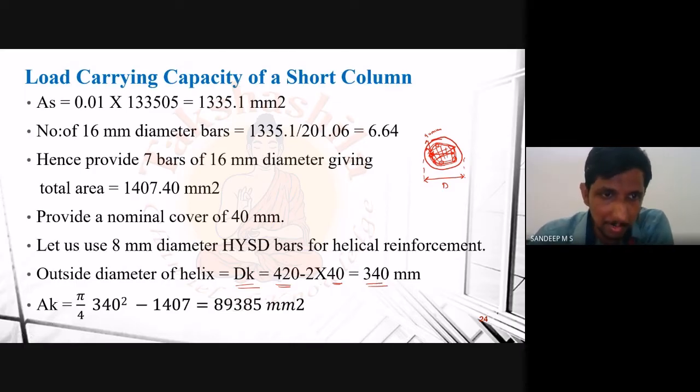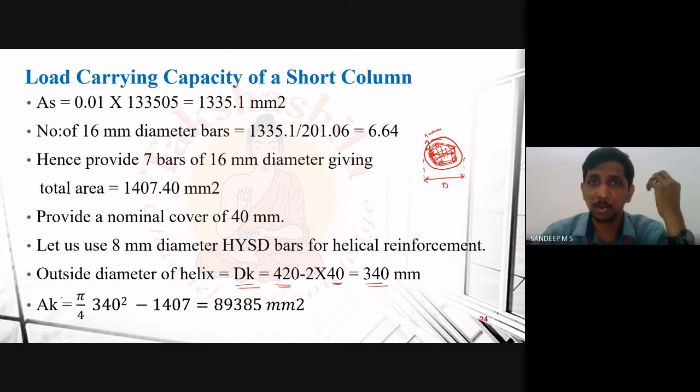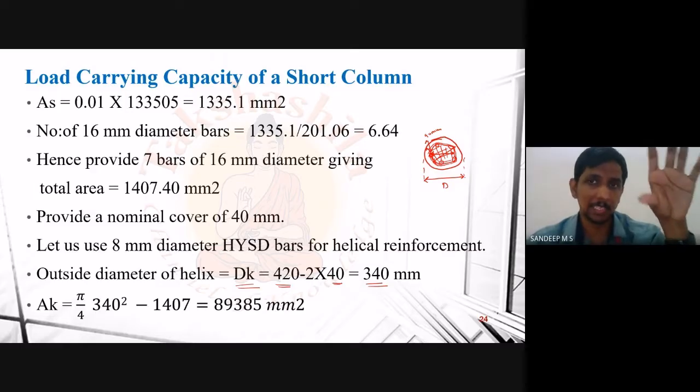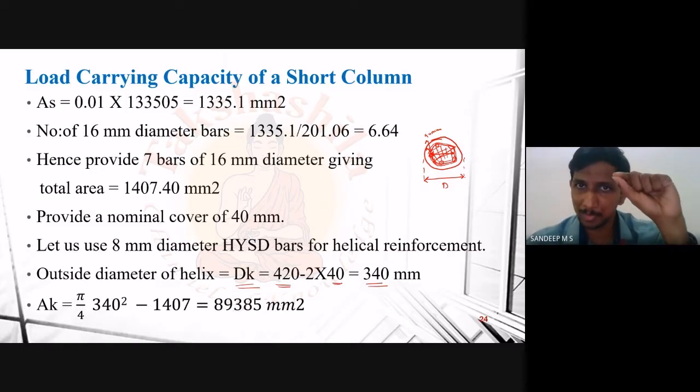Now, what we are doing is that AK is equal to pi by 4 into 340 square minus 1407. What can be AK? It is the area of core concrete. Sometimes we have the practice of representing this like AC. That is basically the concrete coming inside this core. Inside this core we have concrete as well as some steel. We won't be considering the ties. If we are speaking about steel, we will be talking purely about the longitudinal bar.